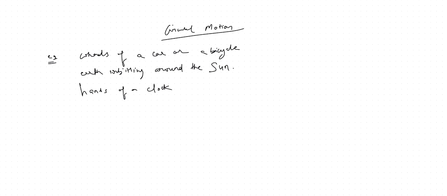Now, sometimes there will not be a complete circle, but the path will be a part of a circle. Consider an example: a car is moving on a straight road, and then there is a sharp bend in the road. So when the car moves along this track, that will also be an example of circular motion. About linear motion, we have discussed in AS level. Circular motion we will be discussing now.